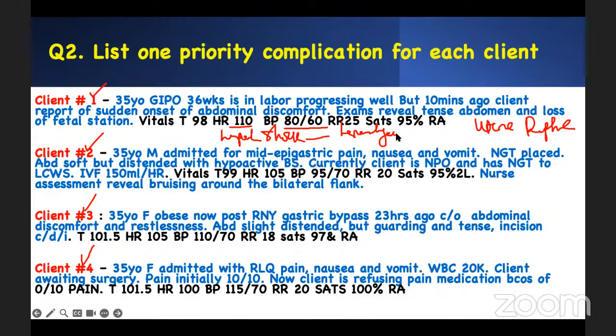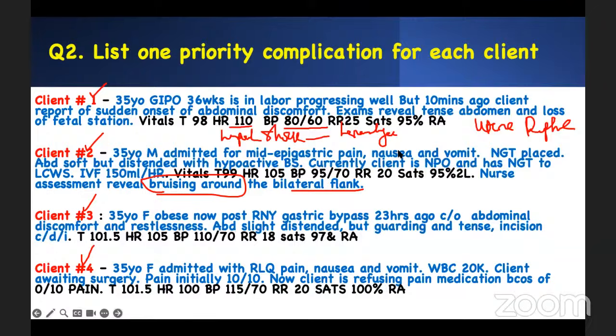Dehydration, yeah, it's a form of hypovolemic shock. So this is hemorrhagic shock. One complication for this lady, hemorrhagic shock. What about this patient? Bruising around the bilateral flank area, pancreatitis.